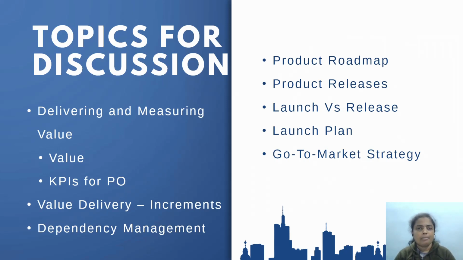Next thing is dependency management. This is a very important topic even as a product owner. We will be discussing it even in the Scrum series as well. But how as a product management person I'm handling the dependencies, how am I identifying the dependencies, how to plan the actions for the dependency management, and what are the steps I will be taking care of as part of dependency management. The final topic is all about product roadmap.